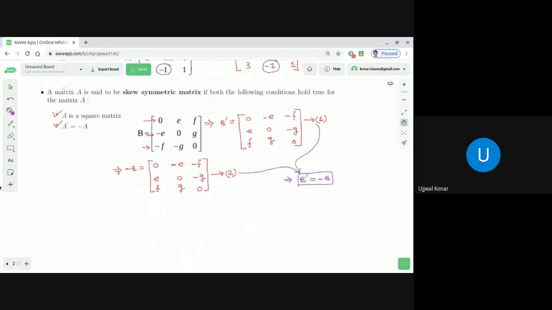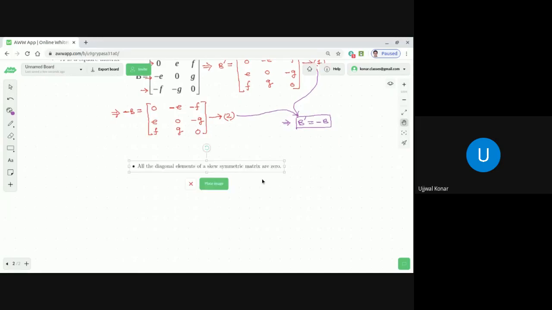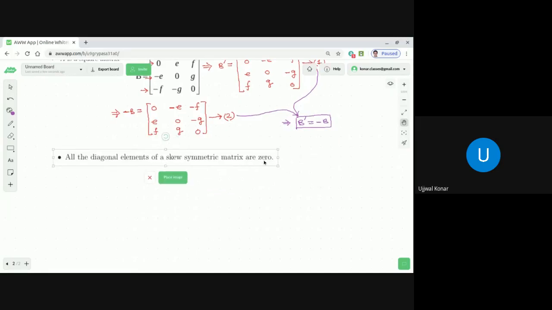Now we are going to discuss a few fundamental properties that we can establish. The first one is that all diagonal elements of a skew-symmetric matrix are 0. Let's establish that with our fundamental understanding of the skew-symmetric matrix. It is saying all the diagonal elements of a skew-symmetric matrix are 0. Let's see how this is true. We are going to prove it together.